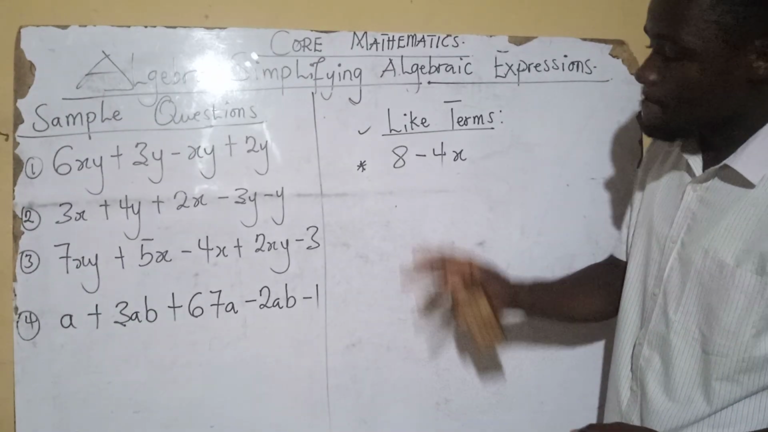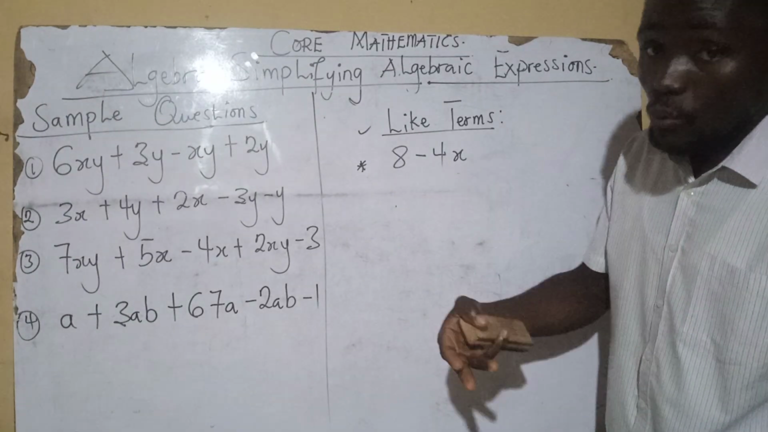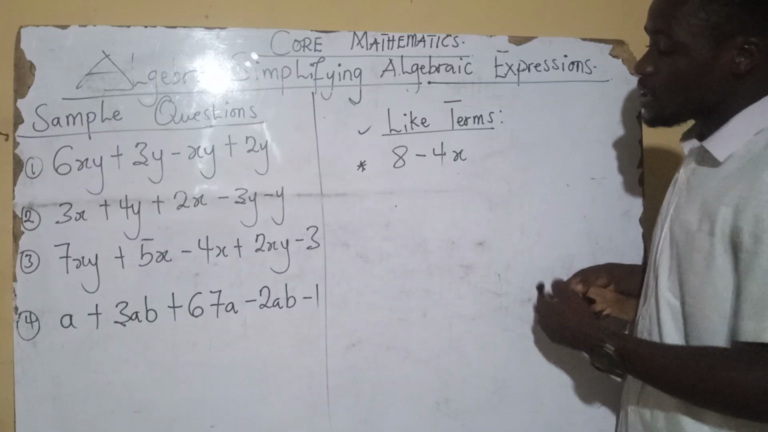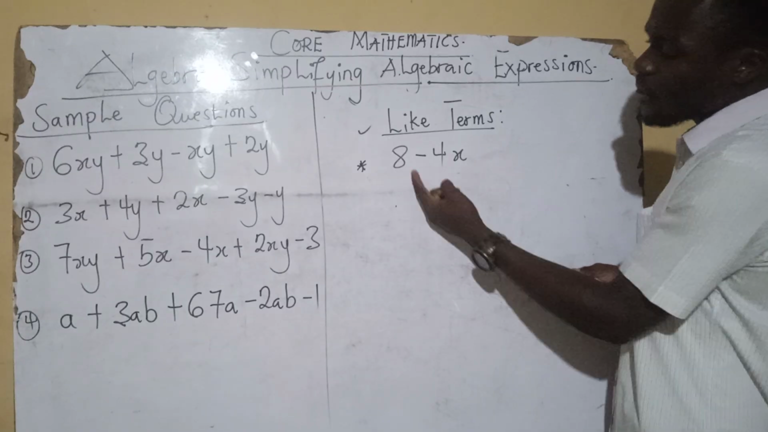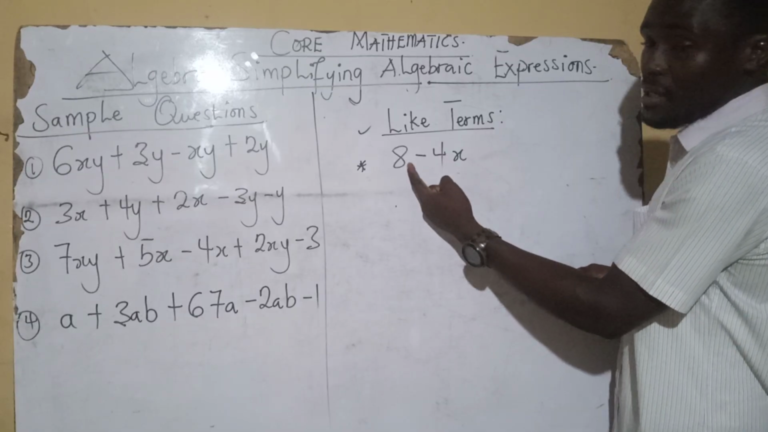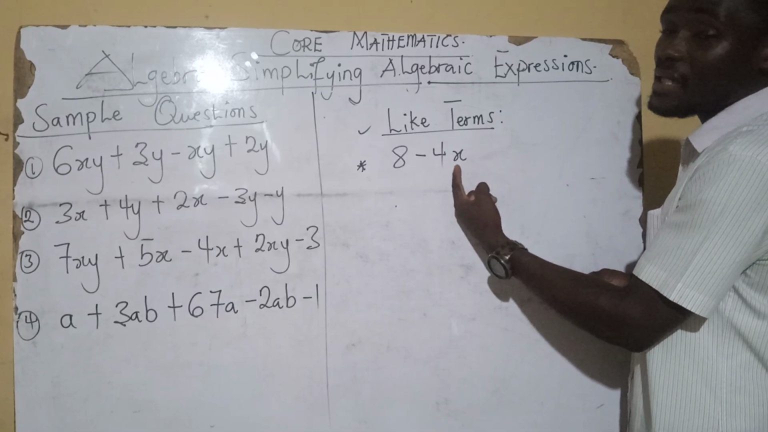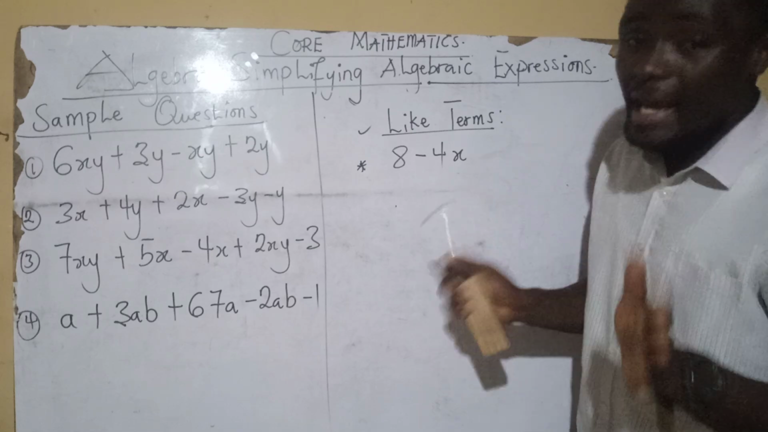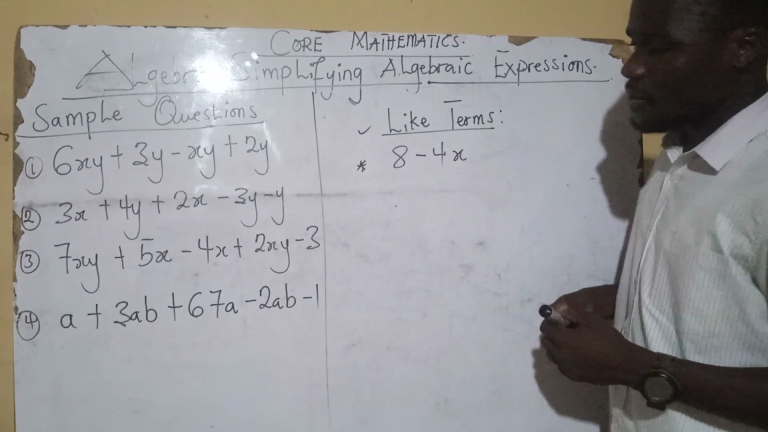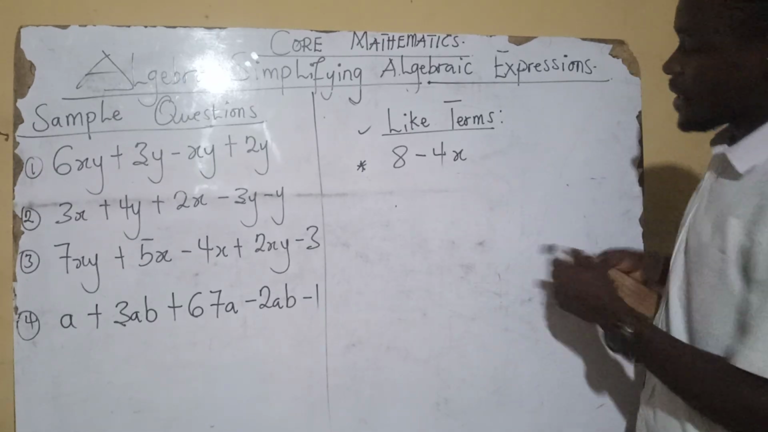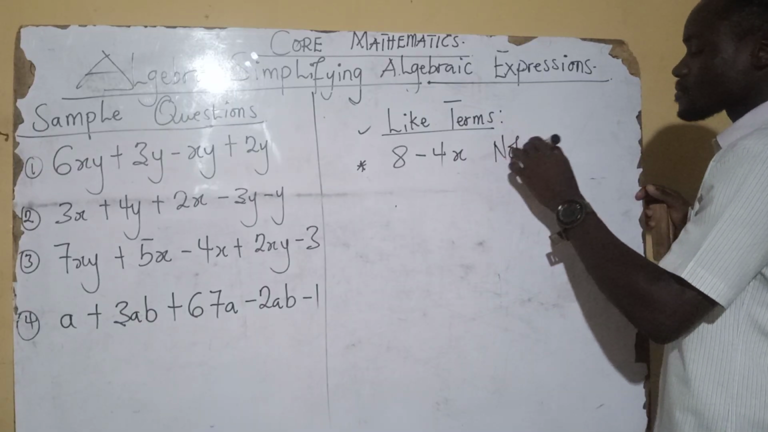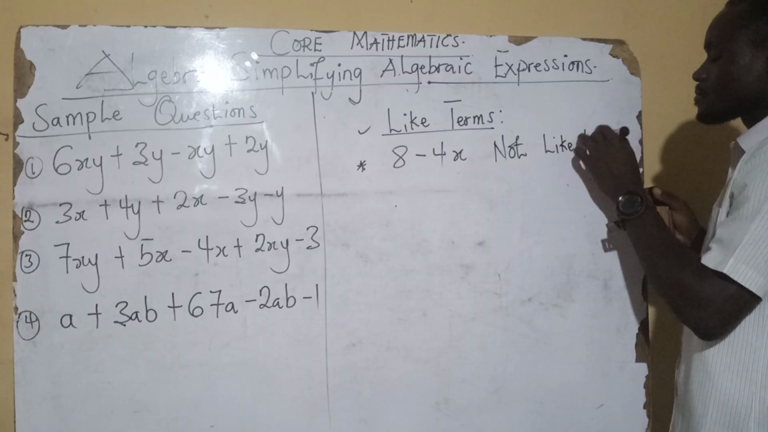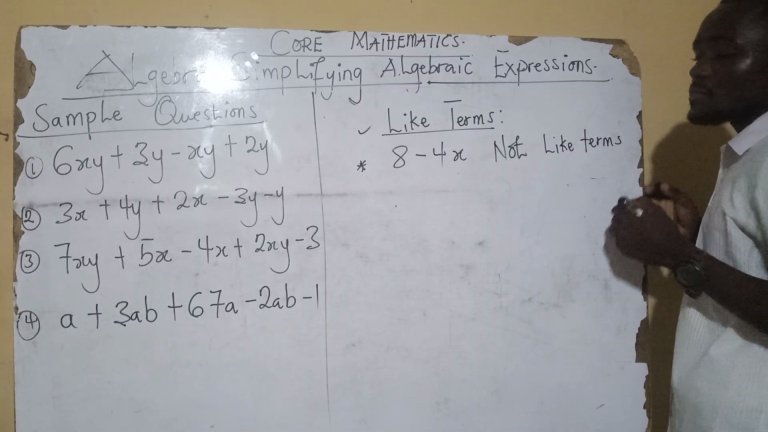I believe you are following. The 8 stands on its own. In the same manner, when we come here, we have 4x. Are you getting me? So this is to tell us that because here there is no x and here there's x, meaning this and this are not what? Like terms. They are not like terms. Are you getting me? Very good. So these are not like terms. I believe you are following.